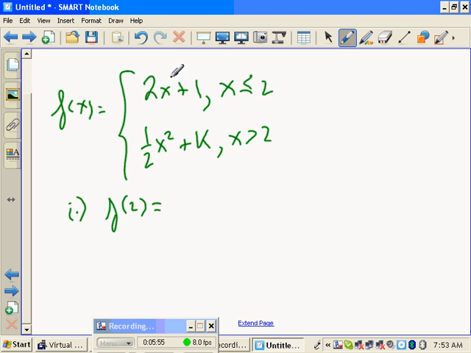Well, which branch involves 2? The first one, because it's an equal to here and not equal to here, right? So technically it's here. So I go 2 times 2 plus 1. He's plugging in 2. It's 5. Okay, that was tough. Now what?